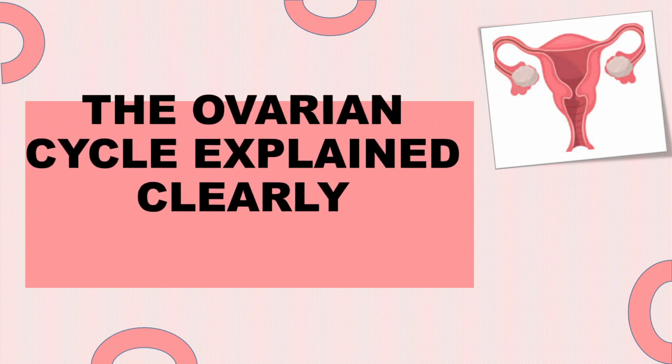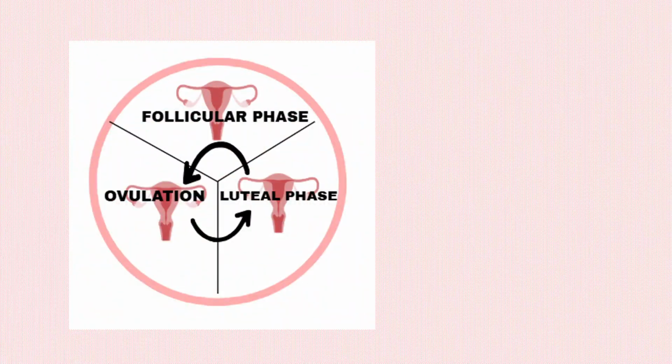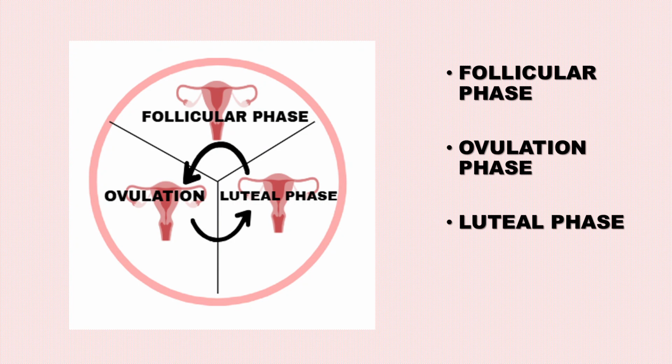If you're new here, buckle up, because today we are diving into one of the most beautiful biological performances ever, the ovarian cycle. The ovarian cycle is easiest to understand when we slice it up into three parts. The follicular phase being the first one, ovulation being the second, and the luteal phase being the third. So we have the follicular phase, the ovulation phase, and the luteal phase. We are going to be focusing on these three main parts as we go along the video.